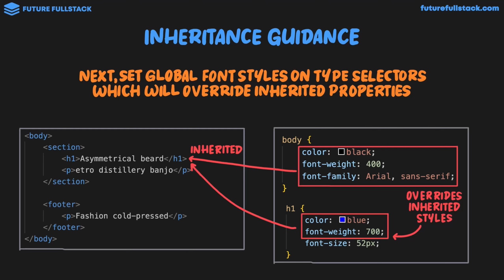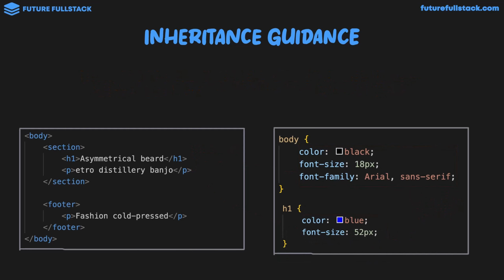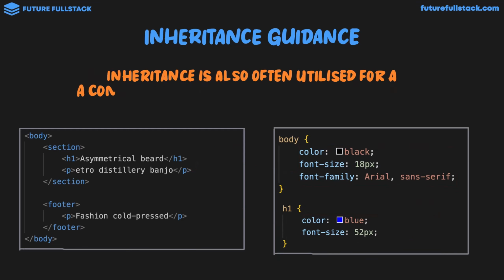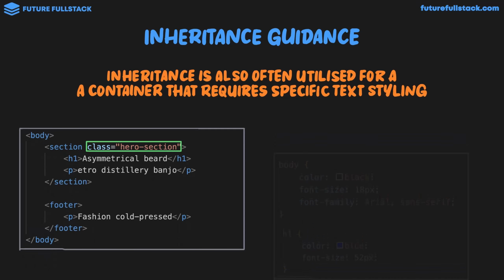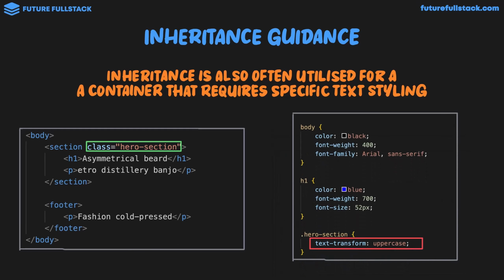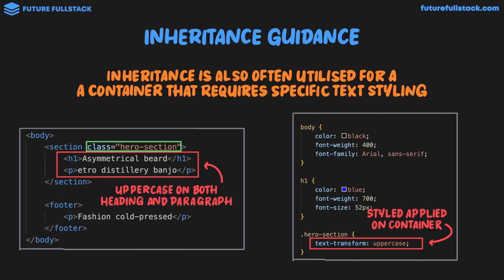Setting default text properties on the body element is very, very common. But inheritance is also often utilized for a container that requires specific text styling. In the HTML snippet we have on the left here, I'm going to simply add a class to the section with the value hero-section. I'm then going to update our CSS, where I'm targeting the hero section and adding a text transform property. So this style is applied on the container. So we end up with our heading 1, which will result in uppercase on both heading and paragraph elements. So it's very common to use inheritance both to set default text styles on the body, as well as use inheritance within particular sections of the page.